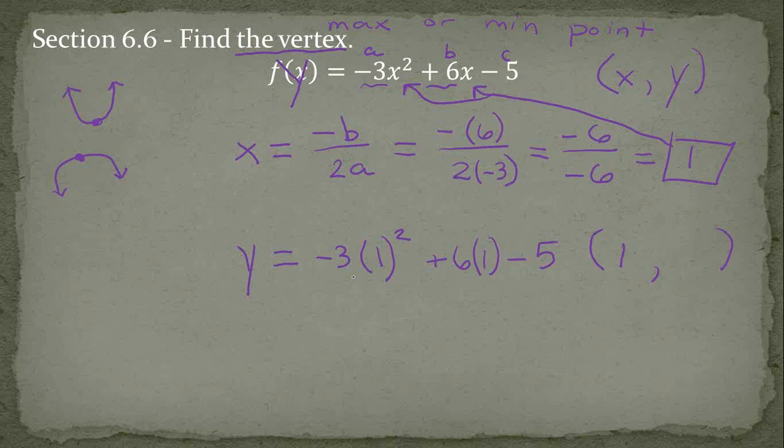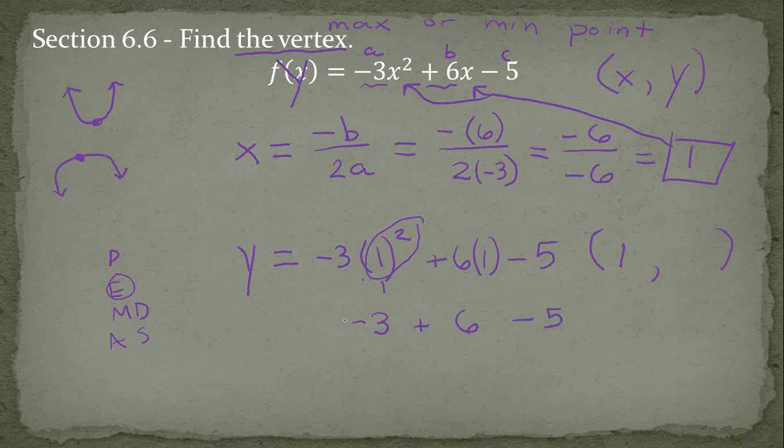You can type this entire thing into a calculator, parentheses and all. If you're doing it by hand, make sure you follow the order of operations, which is PEMDAS. Do not multiply first. You have to do the exponent first. That's a common mistake. 1 squared is 1. Then you multiply by negative 3. So I have negative 3. 6 times 1 is 6.